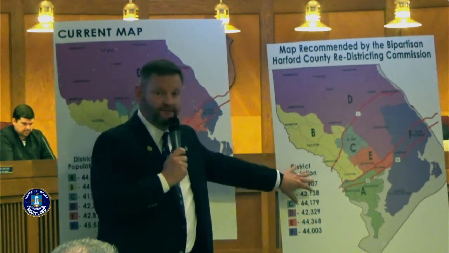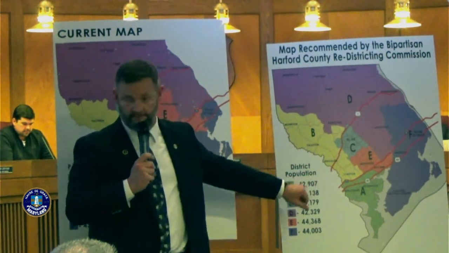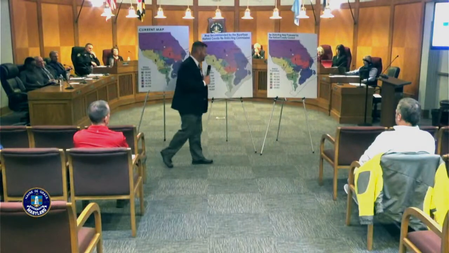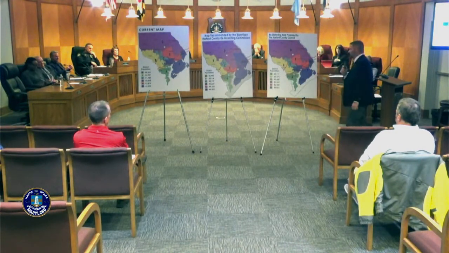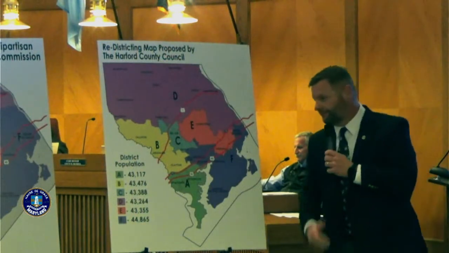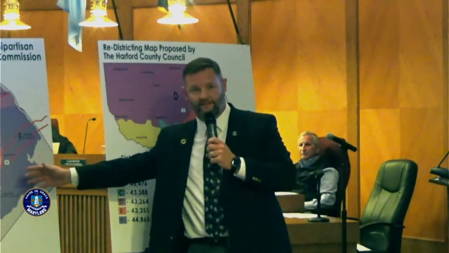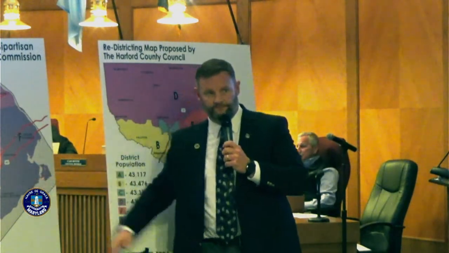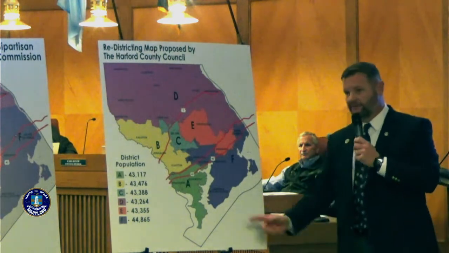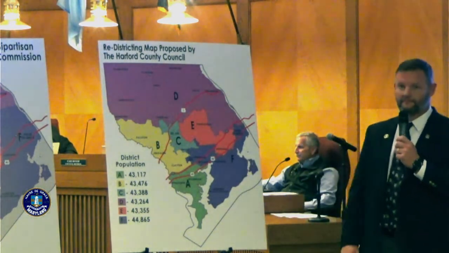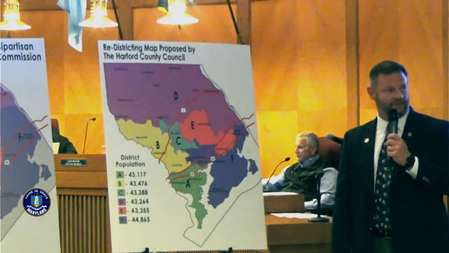This map was rendered to the county council on October 1st, which was the due date. The county council has the authority to adopt any map they would choose to adopt. Remember, this is just a recommendation. The County Council on November 2nd introduced this map, completely ignoring the Redistricting Commission recommendation.